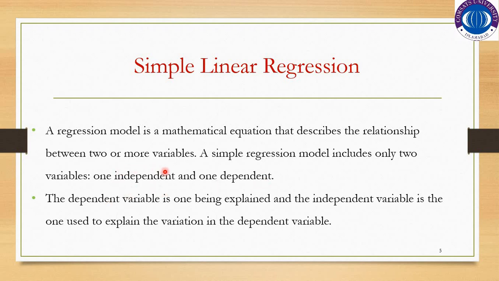And this independent variable is also called fixed variable. The dependent variable is one being explained, and the independent variable is the one used to explain the variation in the dependent variable.